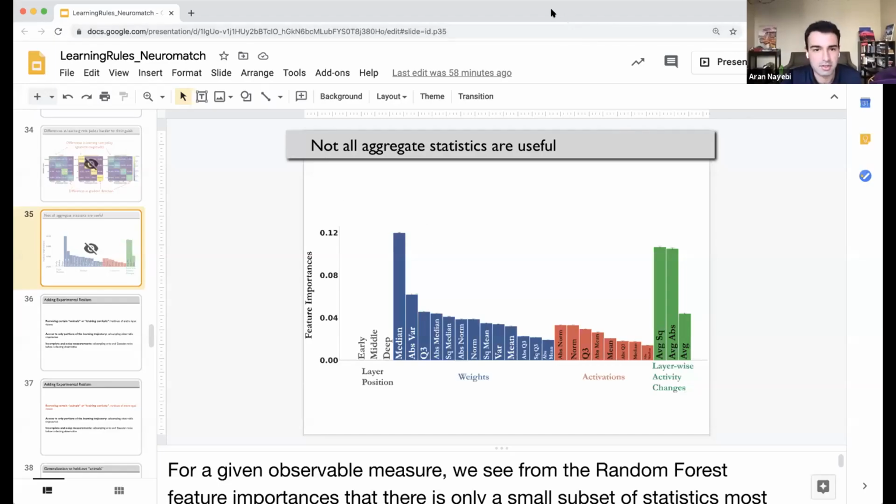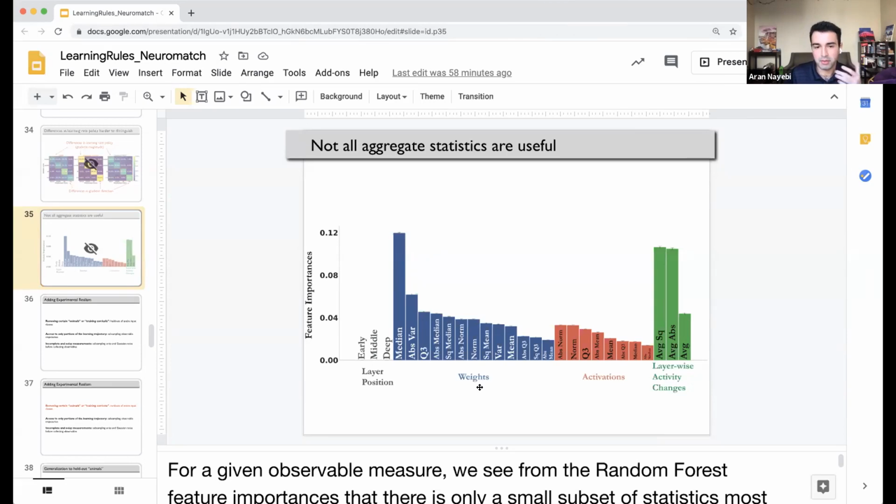So, okay, hopefully you can see this, but basically, this is an example of the statistics that we see. So for each observable measure, weights, activities, or layer-wise activity changes, we have our combination of statistics, and on the y-axis are the feature importances.